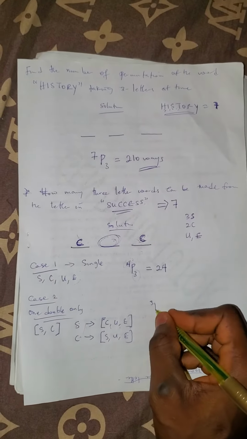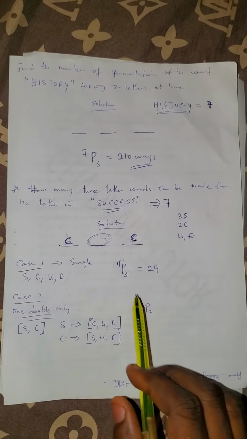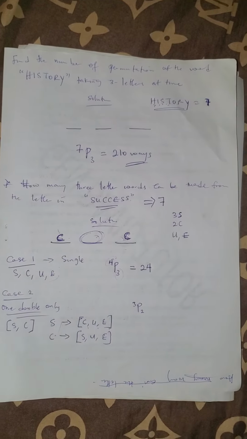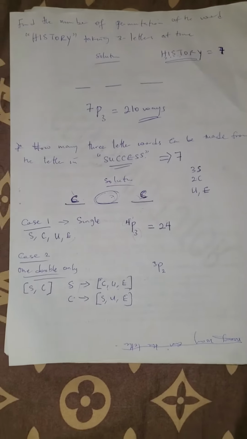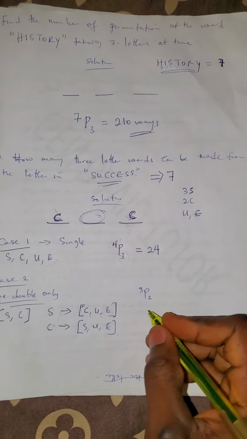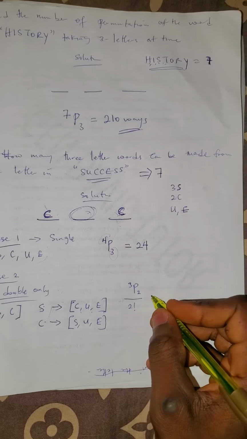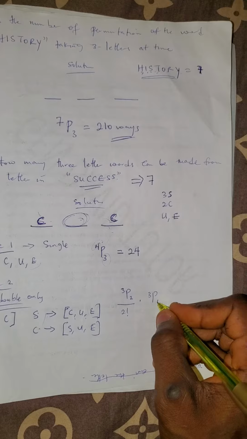Just 3. So that will now be 3 permutation 2 because we are talking about double. So 3, the space that we need is 3. Or, yeah, 3 permutation what? Permutation 2 because we are talking about double. So all over 2 factorial because it is double. So multiply by 3 permutation 1.